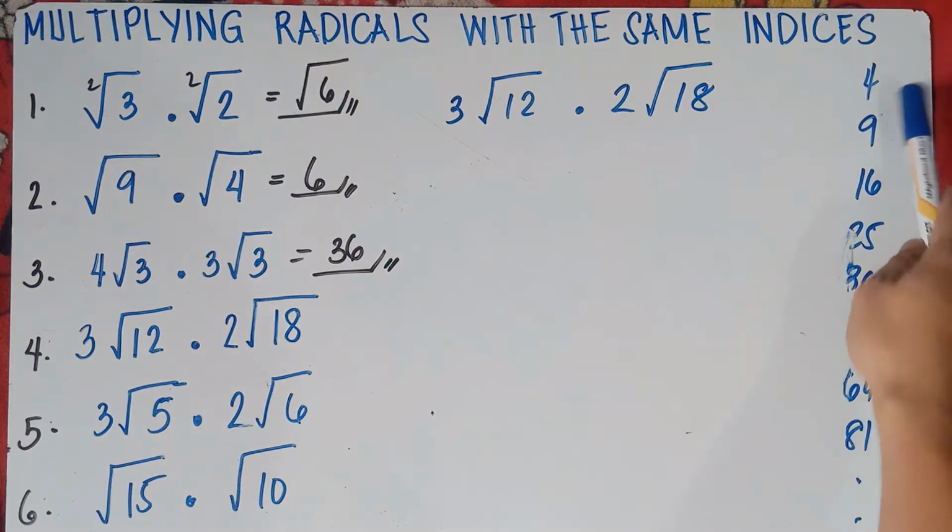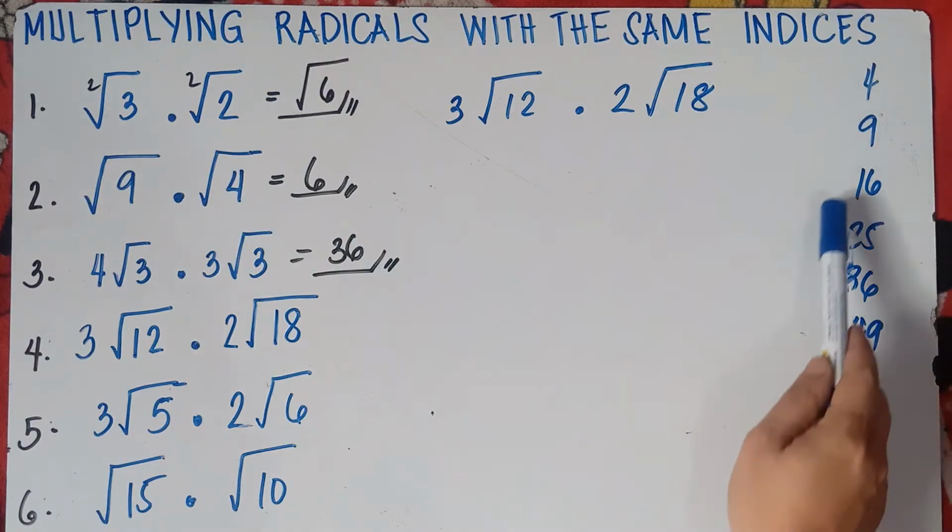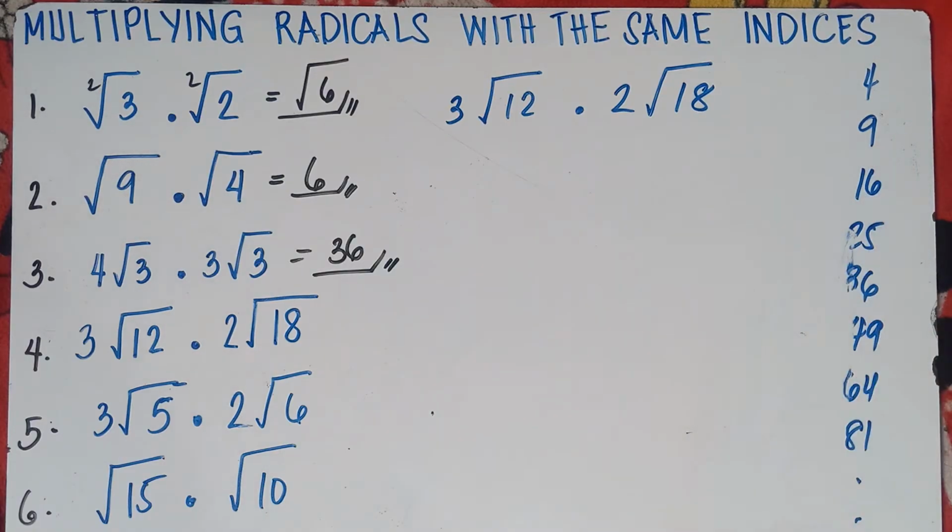Example, class: the square root of 4. What's the square root of 4? That's correct. The square root of 4 is 2, because 2 times 2 is 4. The square root of 9 is 3, because 3 times 3 is 9. The square root of 16 is 4, and so on. These are perfect squares.